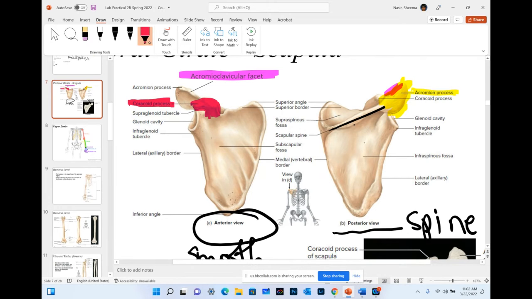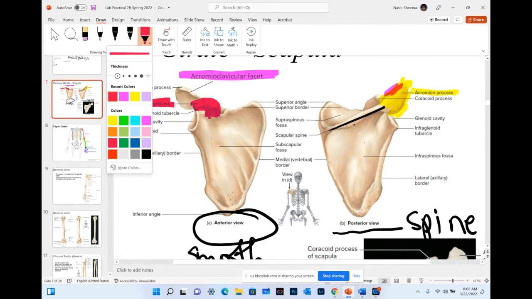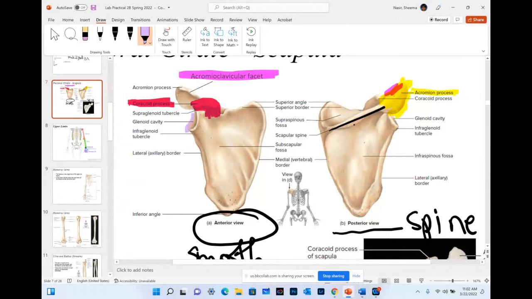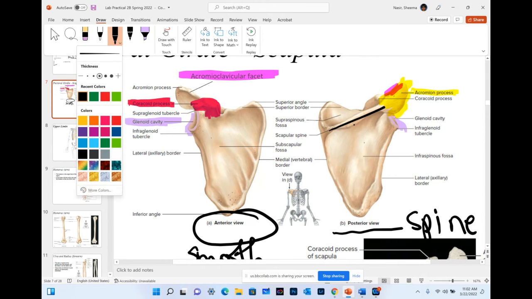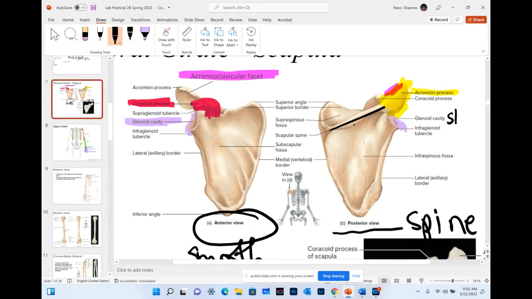Now, what makes your joint cavity? That is going to be this right here. This is your joint cavity. What is this? Glenoid cavity. This is what makes your shoulder joint. Glenoid cavity makes your what? Very good. It is going to make your shoulder joint.